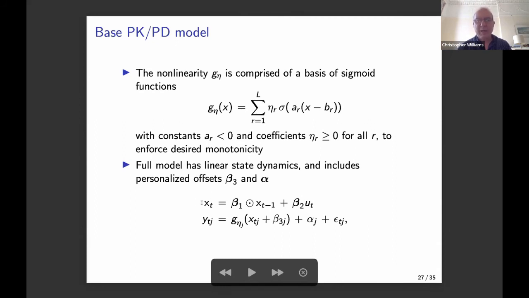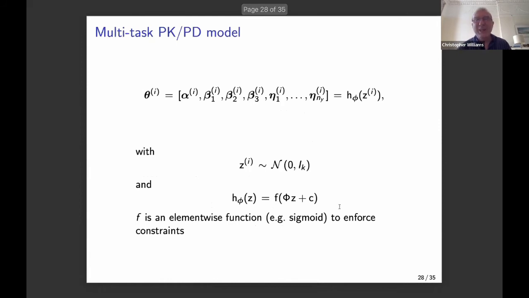By discretizing the ODE, we get some linear state dynamics. We also have here the X of t with these controls, and the Y is this nonlinear function G of the concentration X, but also with potential offsets and so on. So all these alphas and betas and also the etas are the parameters of this model, which we're going to model as h sub phi of z.